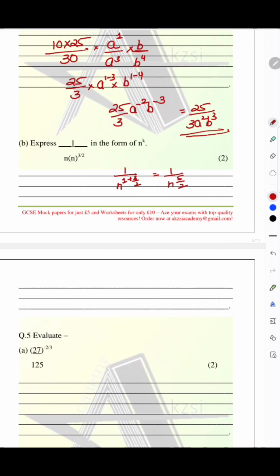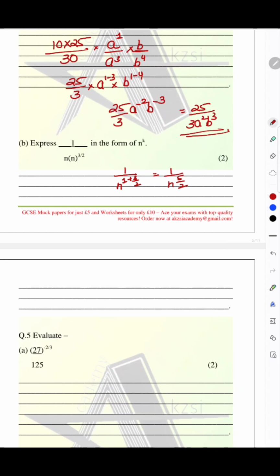Now, some of you might be thinking why 1 plus 3 over 2 is 5 over 2. So 1 plus 3 over 2, 1 is 1 over 1. And what's the LCM of 1 and 2? 2. So 1 times 2, and here 2. To make the denominator the same, I'll multiply and divide with the same number. 2 plus 3 over 2 will give you 5 over 2.